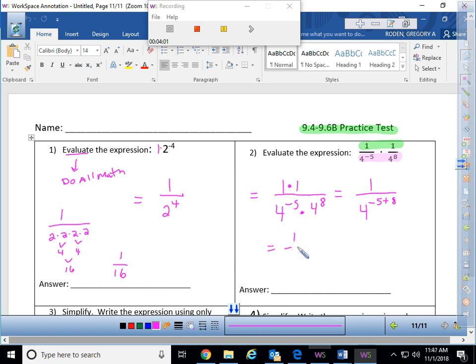Alright, so let's clean this up a little bit. Well, what's negative 5 plus 8? That's 3. So this is going to be 4 to the third power. And this now is going to be 1 over 4 times 4 times 4. Well, 4 times 4 is 16, and 16 times 4, I believe, is 64. So our final answer is going to be 1 over 64.